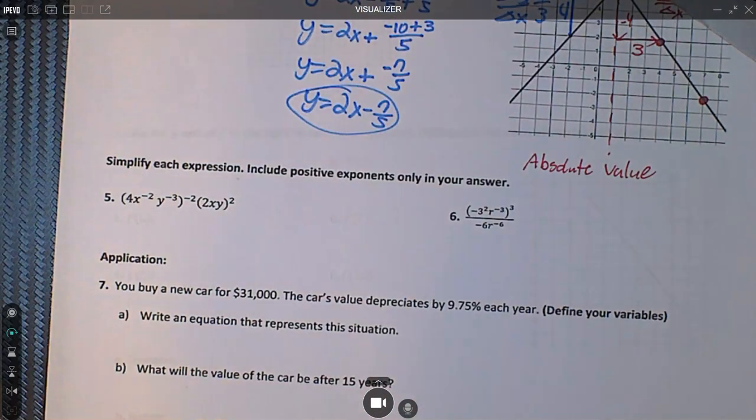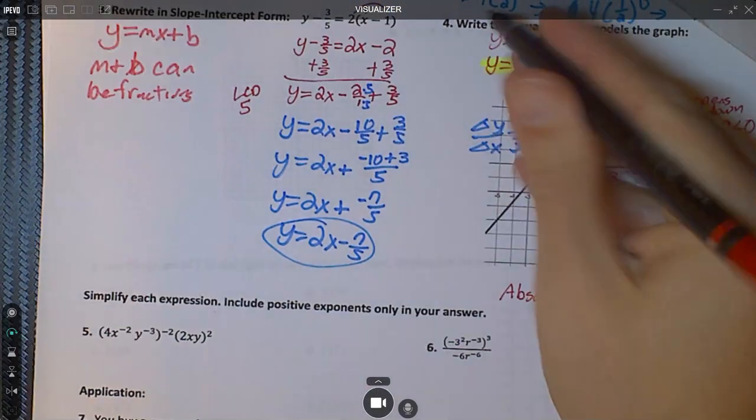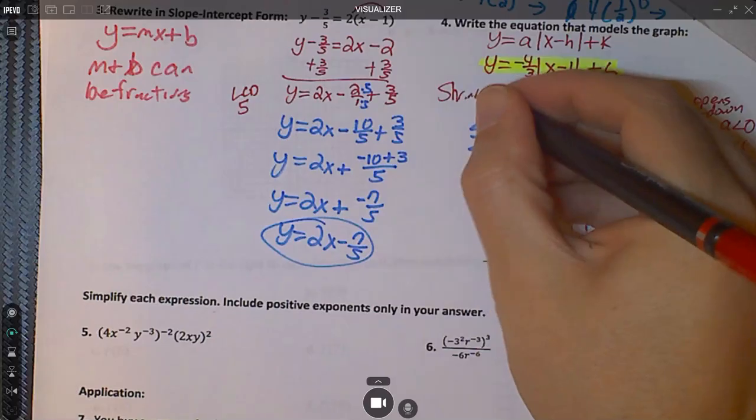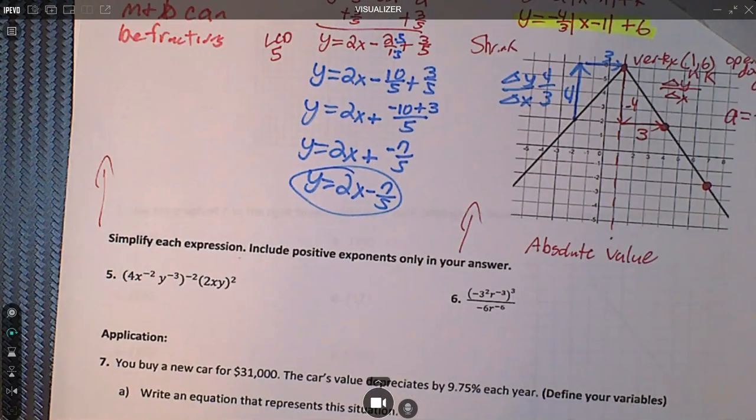Here we are with no space for the exponent. Let's shrink this. Pop this up. That's just not enough space. I'm sorry.